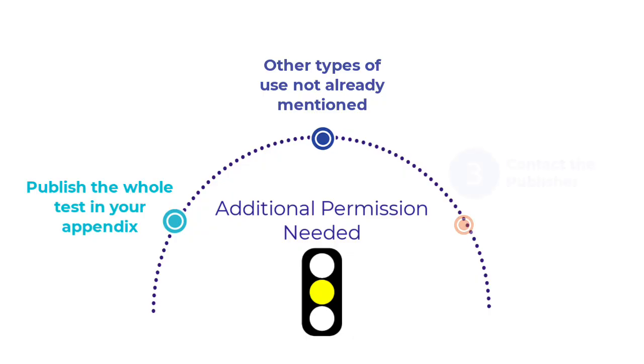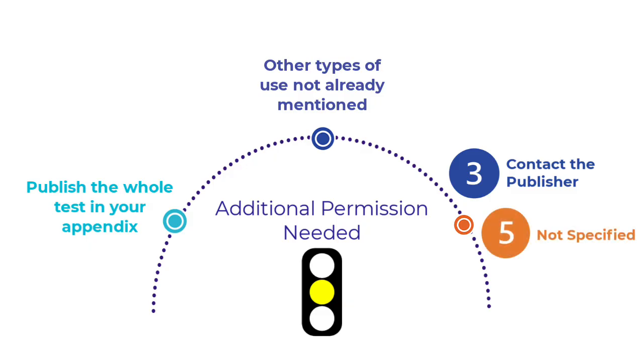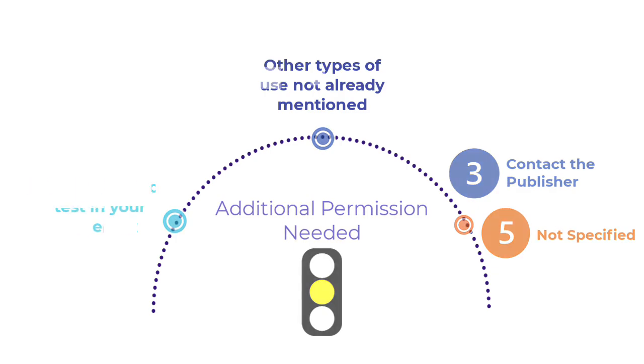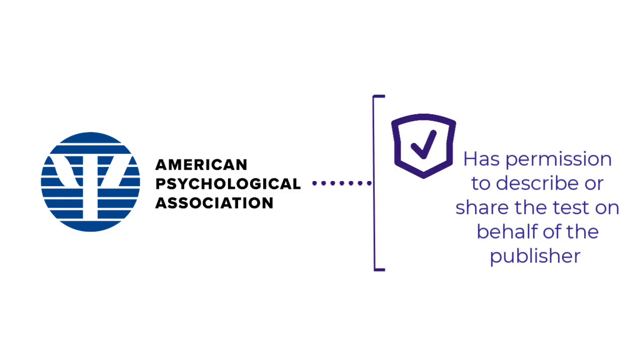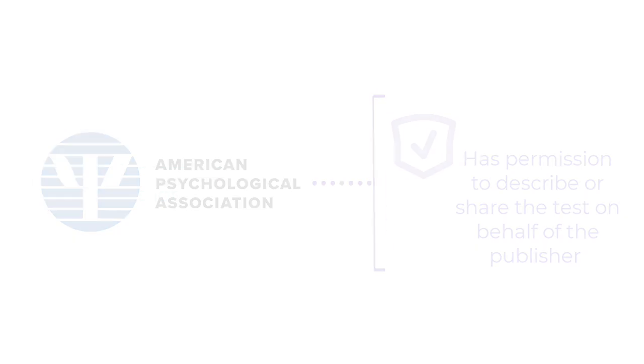If the permissions field says contact the publisher or not specified, you'll need to reach out to the publisher to get permission, even for the basic academic and research uses. In most cases, APA is not the publisher or the copyright holder. Instead, APA has permission to describe or share the test on behalf of the original publisher.